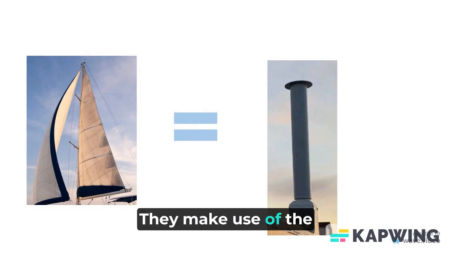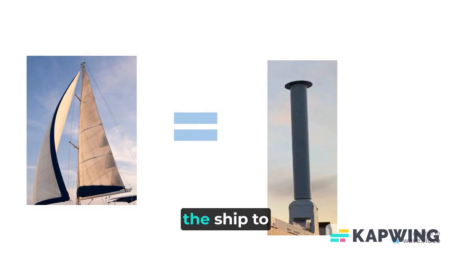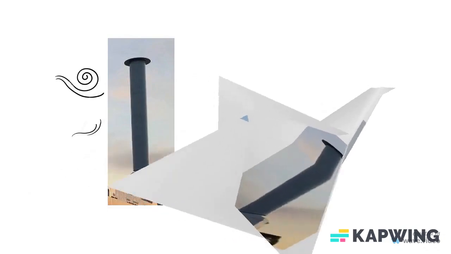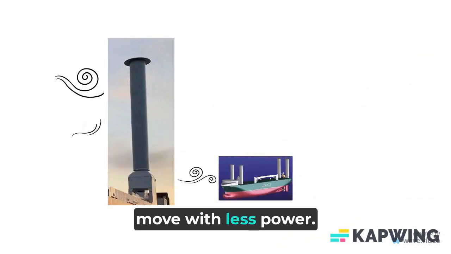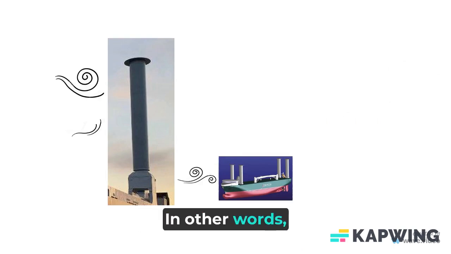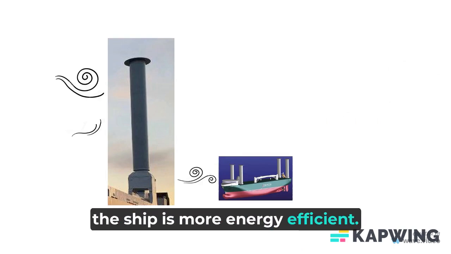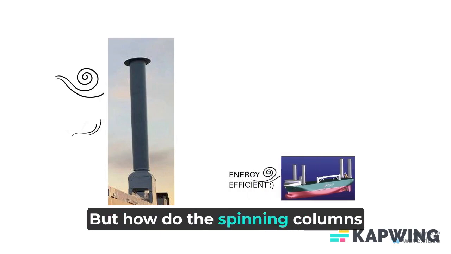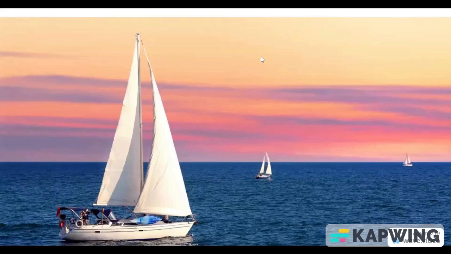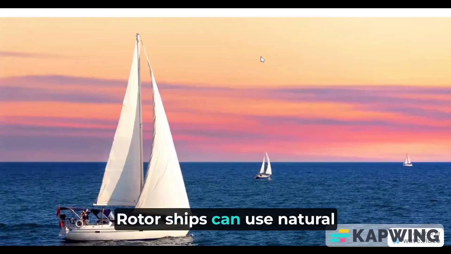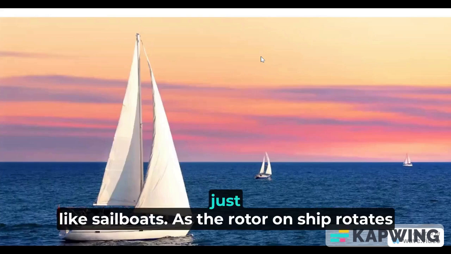They make use of the wind current on the sea and allow the ship to move with less power. In other words, the ship is more energy efficient. But how do the spinning columns actually work? Rotor ships can use natural wind power for sailing just like sailboats.